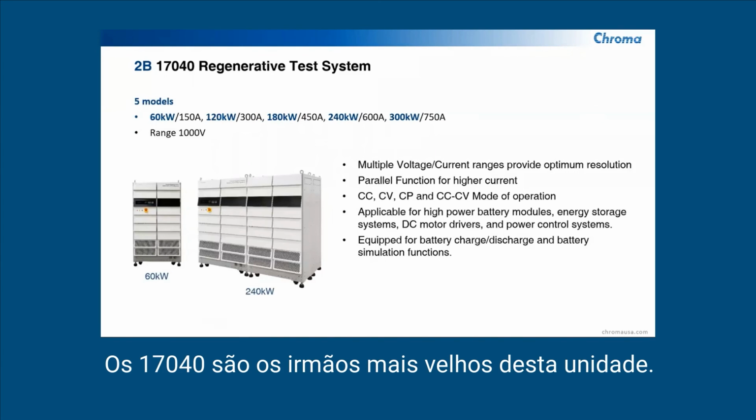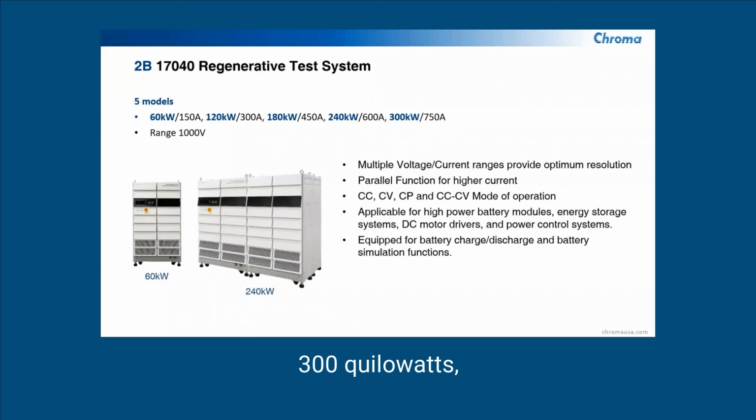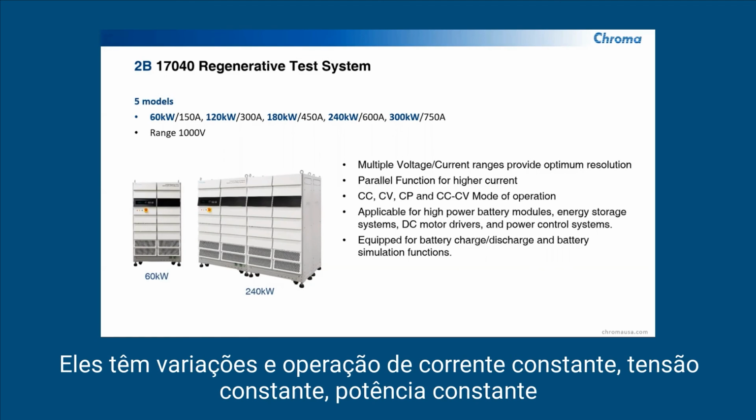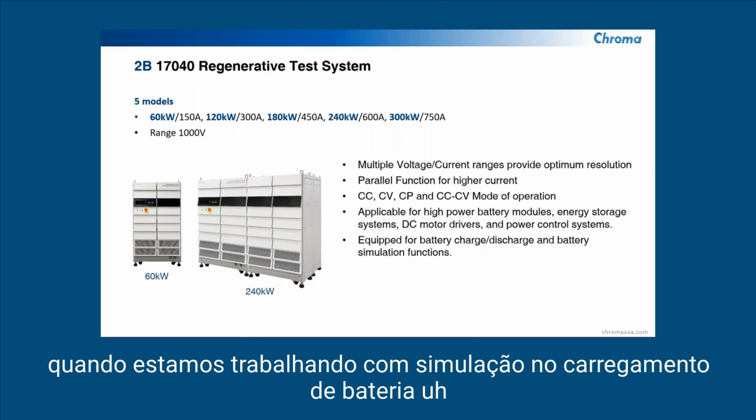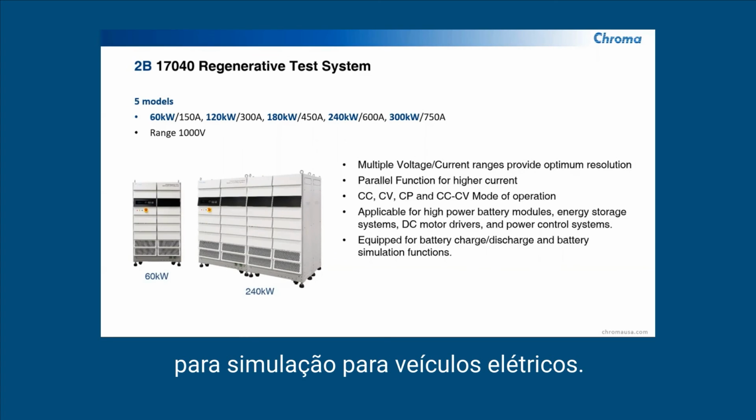The 17040 is the big brother to this unit. It's a single channel unit for higher power. It can get you all the way up to 300 kilowatts, with a voltage range up to 1,000 volts. And they're fully programmable. They have variations in the operation of constant current, constant voltage, constant power when working in charging, set battery simulation. It also gives you other applications for simulation, real-time driving and simulation for electric vehicles. We have more slides on this.